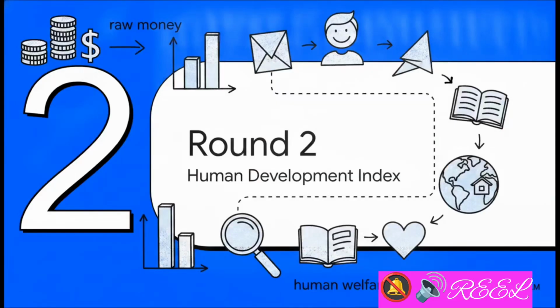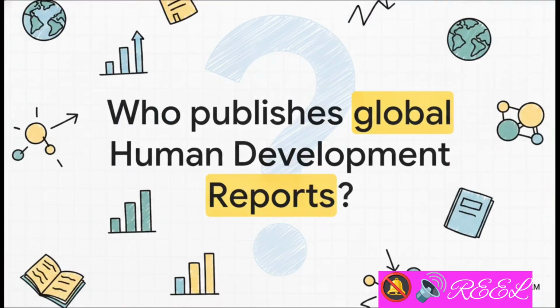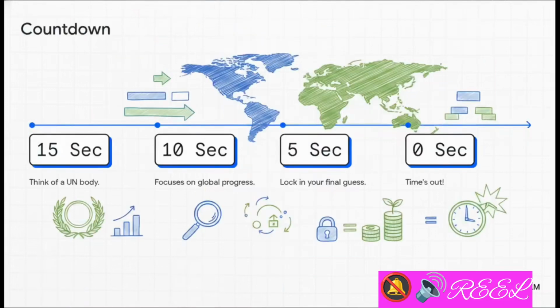Round 2, the Human Development Index. Let's see how this builds from raw money to measuring actual human welfare. Here is your next one-mark challenge on global progress tracking. Which organization is responsible for publishing global human development reports? The 15-second clock starts now.